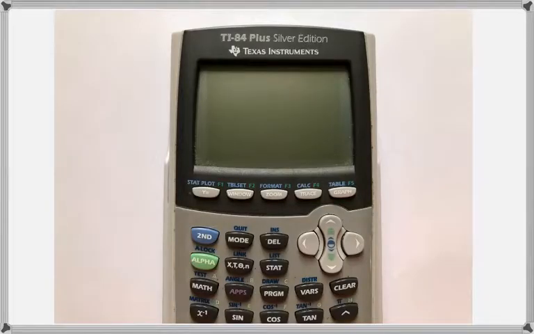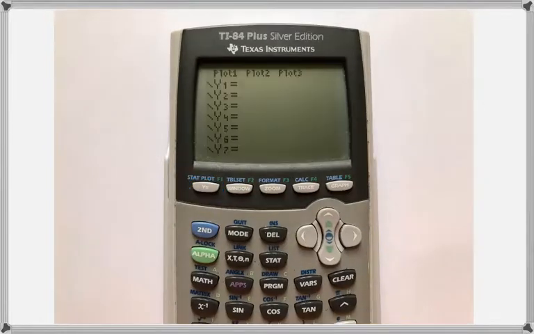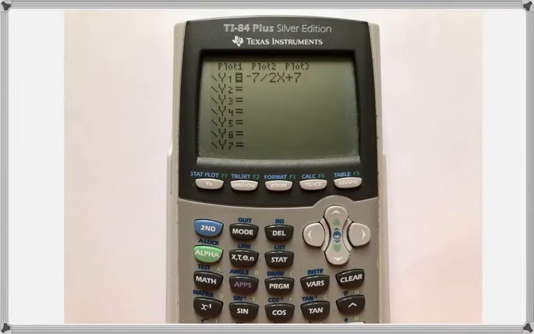So I want to press the y equals button, which will take me to the y equals menu. And then I want to type in the equation of my line in y1. So negative 7 divided by 2 times x plus 7. Again, the x key is right here. And then I want to press graph.